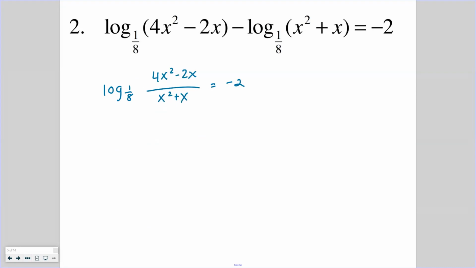Okay, so from here, couple of things we could do. The first thing I'm going to do is log form is not working for us, so I'm going to rewrite this in exponential form. So exponential form tells us 1/8 is our base. We raise it to the power of negative 2, and we set it equal to that entire argument.